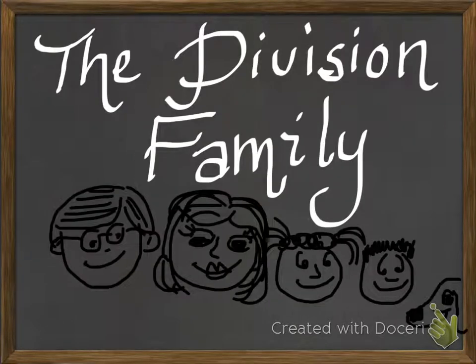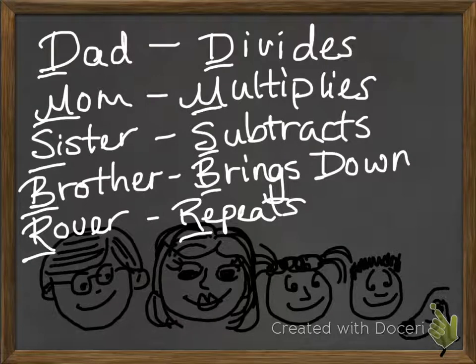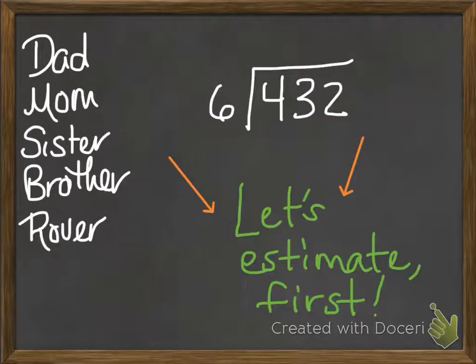We're going to use the division family. We've got Dad, Mom, Sister, Brother, and Rover the dog. Here's how they're going to help us remember. Dad divides, Mom multiplies, Sister subtracts, Brother brings down, and Rover repeats. If you can remember these, you can do any division problem.